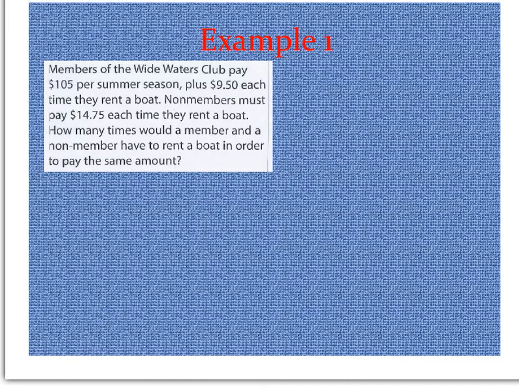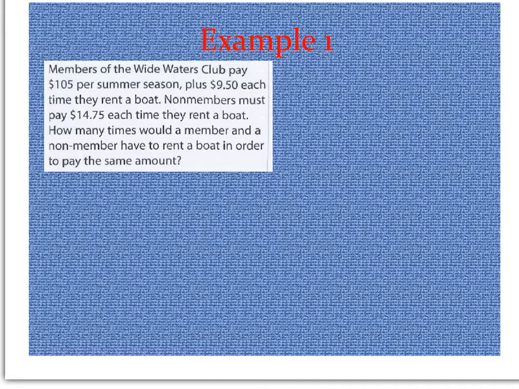So let's flip up our tab for example 1, and underneath that you'll see the word problem. Members of the Wide Waters Club pay $105 per summer season plus $9.50 each time they rent a boat. Non-members must pay $14.75 each time they rent a boat. How many times would a member and a non-member have to rent a boat in order to pay the same amount? So, they're comparing two different things here.